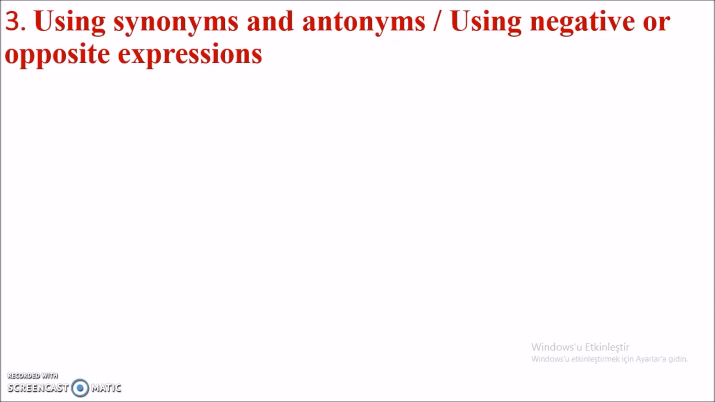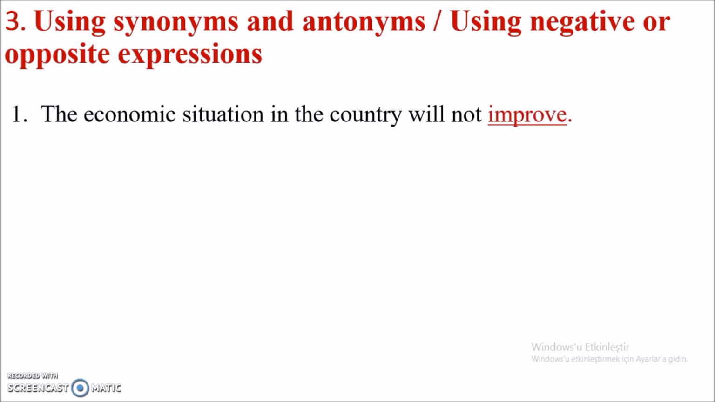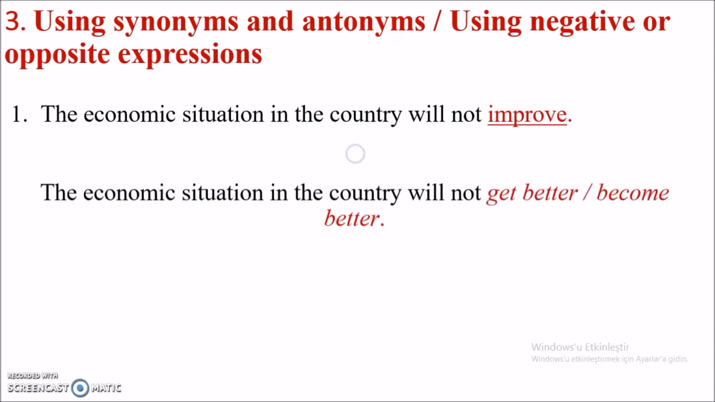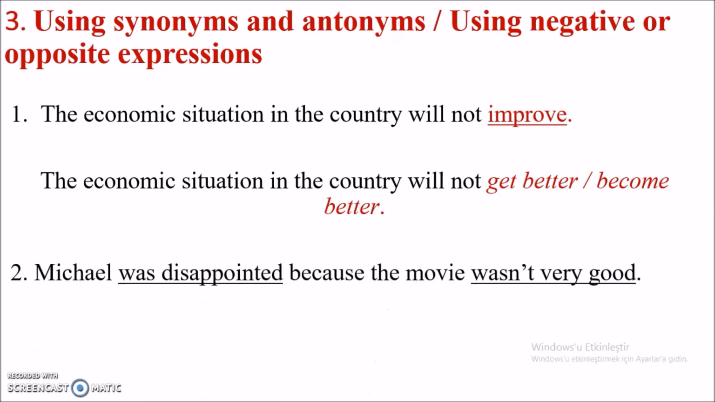Third technique is using synonyms and antonyms, or using negative or opposite expressions. So in here, we have a sentence, and the verb improve is underlined. So, as we said, I will keep the meaning same, but change the word or change the grammar structure. So instead of improve, I can say get better or become better. When you look at the 2 sentences, they have the same meaning, but it is given with different verbs.